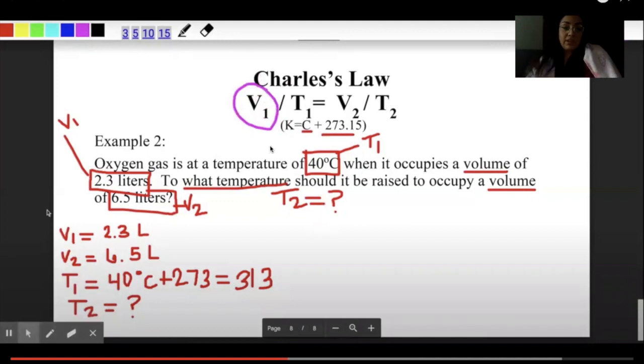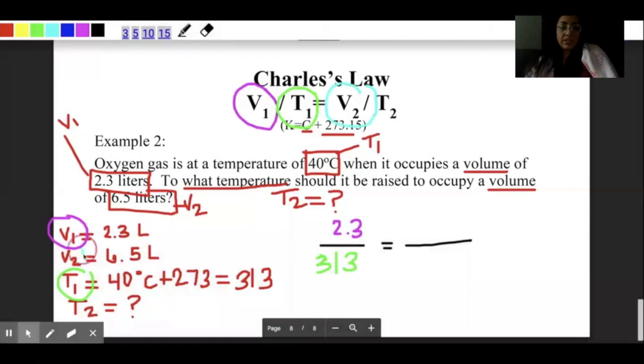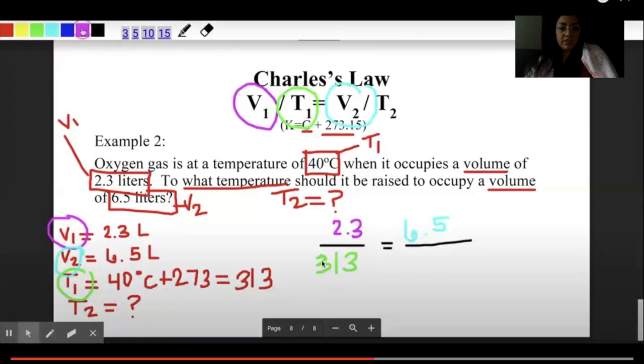So start plugging stuff in. Our V1 is 2.3 liters, and that's going to be over our T1. Just write my fractions out now. Our T1 is going to be 313, so that's going to be at the bottom. And then that's going to be equal to our V2. We actually have our V2 this time, so we have 6.5 on the top. And then our T2 is unknown.